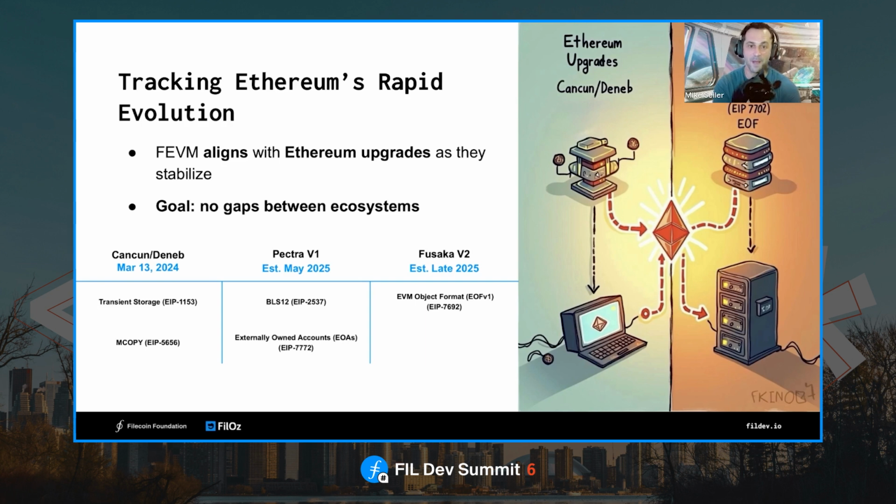The next Ethereum upgrade will likely include BLS 12-381 curve operations, EIP 2537, and code-enabled accounts, EIP 7702. Further down the line, Ethereum plans bigger changes like the EVM object format, EIP 7692. The point is, as soon as Ethereum locks in an upgrade, we're either already implementing those features on FEVM or planning to, so you won't be left waiting long.